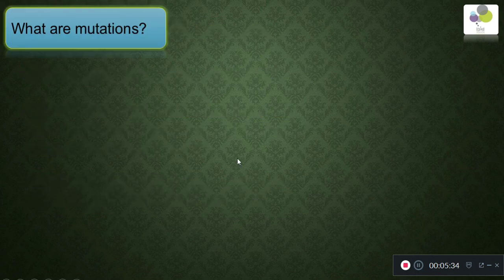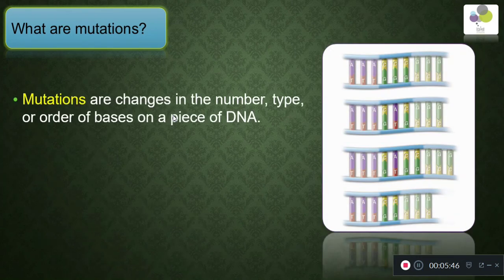Okay, this is about the DNA, and this is the second part of this video, which is talking about mutation. What are mutations? Simply, we can say a mutation is a change in the DNA, or a change in a piece of DNA. This change may be in the number of nucleotides, in the type, or in the order of the bases on a piece of DNA.